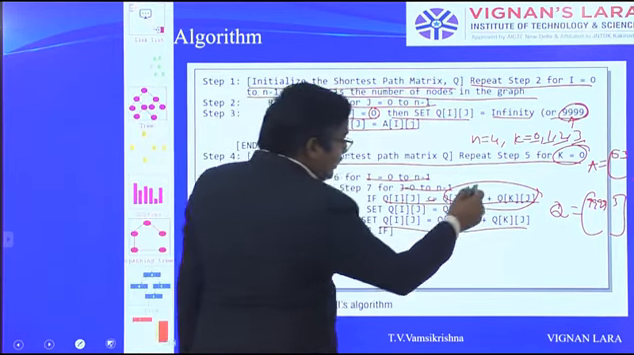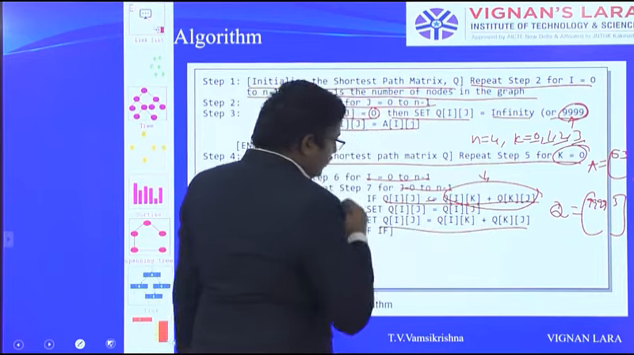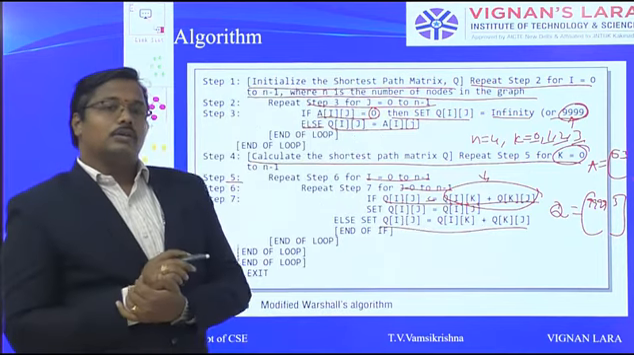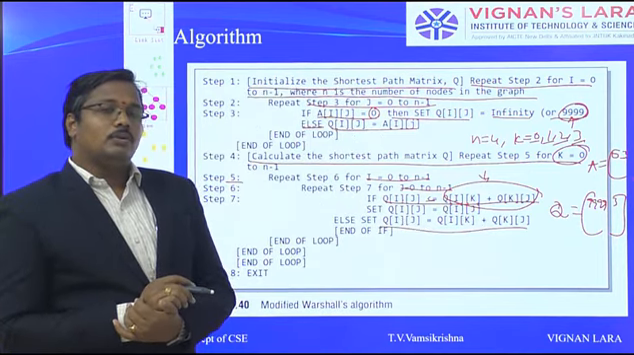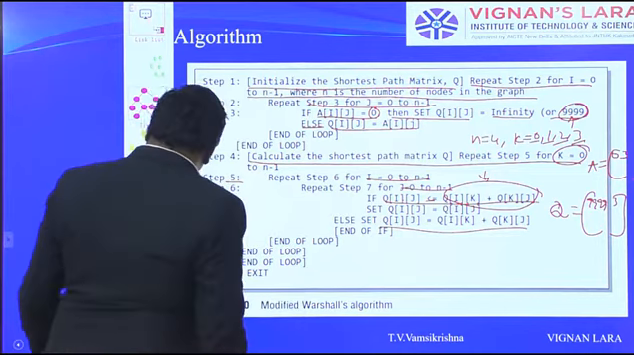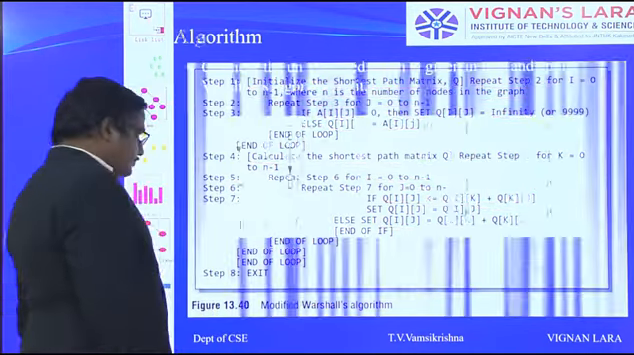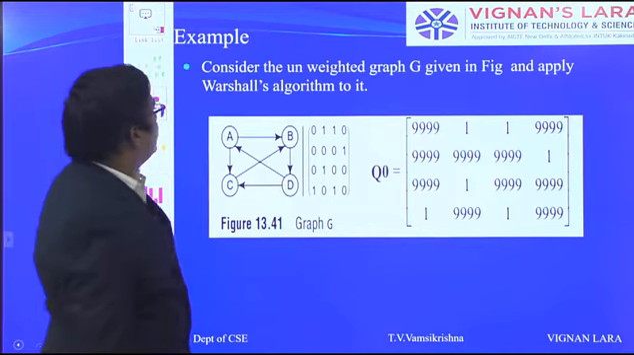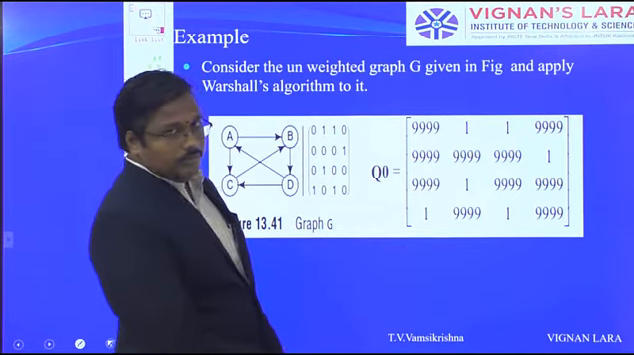Suppose this is minimum, we are setting the value q of ij is equal to q of ik plus q of kj. So this is the algorithm for finding all pair shortest path. So this is a problem.